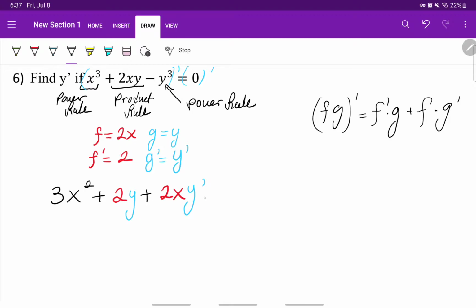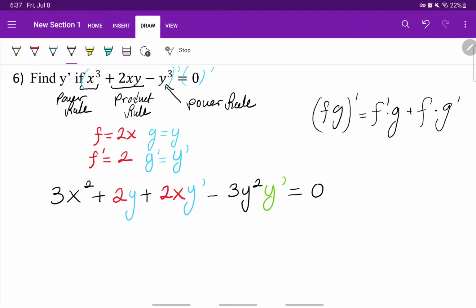Now here it's minus the derivative of y to the third. That's going to be using a simple power rule. 3y squared. But because I took the derivative of a term with y, I must multiply my derivative with a y prime. And that's still equal to 0.